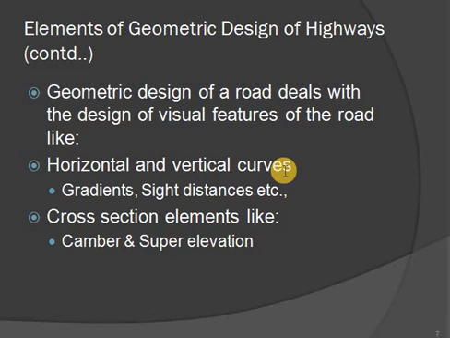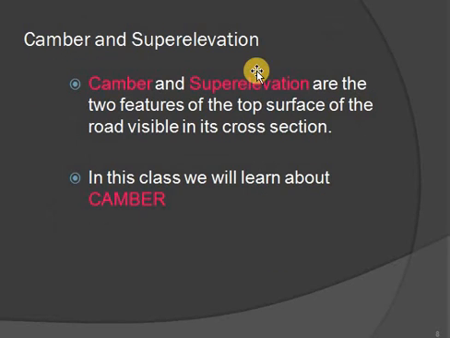In order to do the geometric design, we need various special features, distances and measurements. Here you can see horizontal and vertical curves, gradients, side distances, and cross section elements like camber and super elevation. Camber and super elevation are the two features of the top surface of the road visible in its cross section. In this class we will learn about camber.